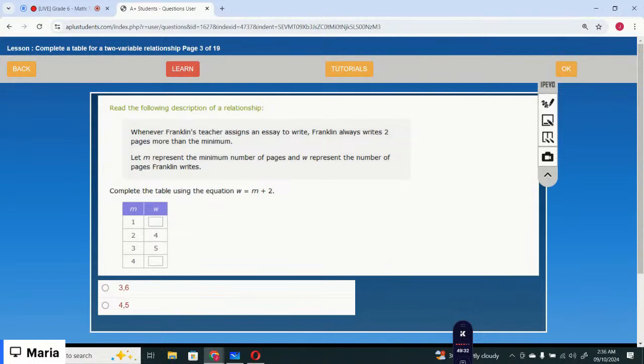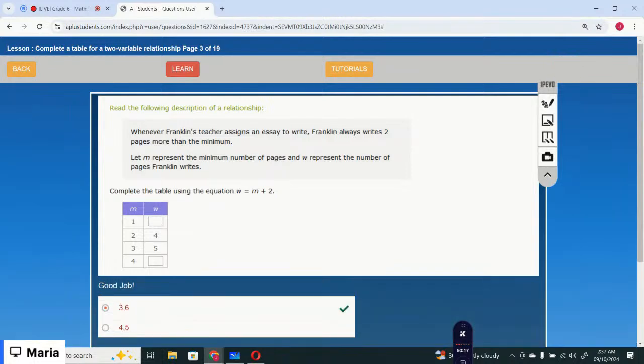Complete the table using the equation. The correct option is, yes, that is option number 1. 3 and 6 is the correct option. Very good.